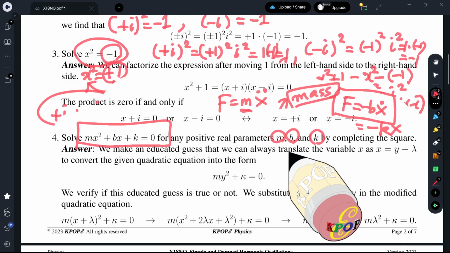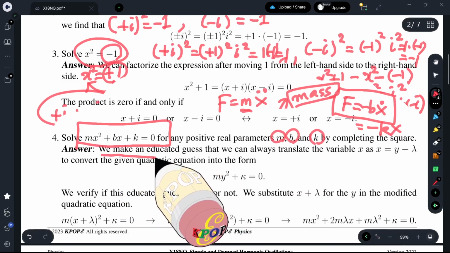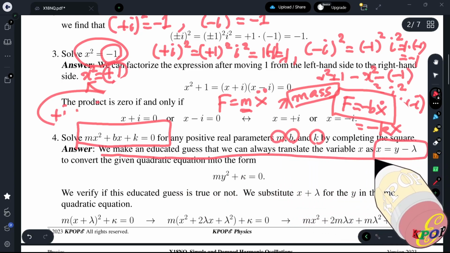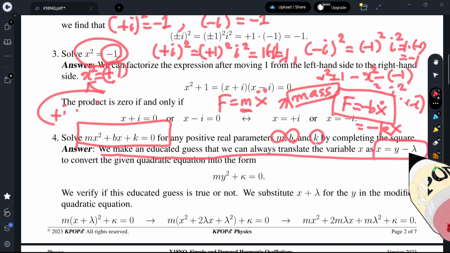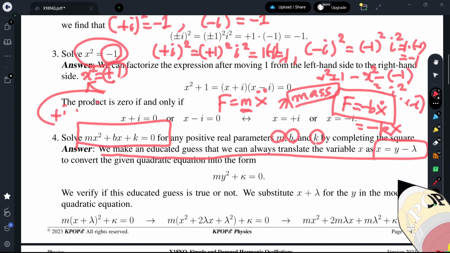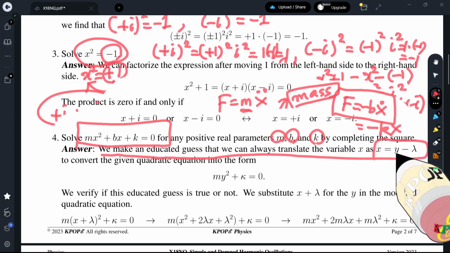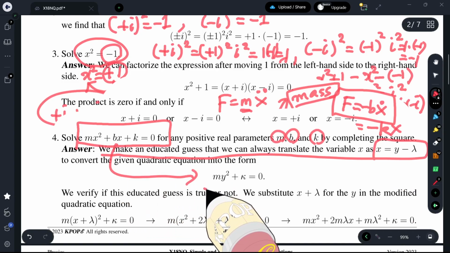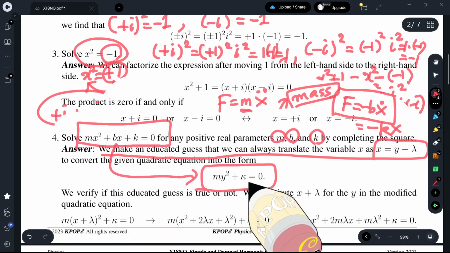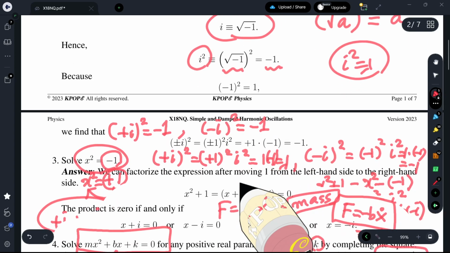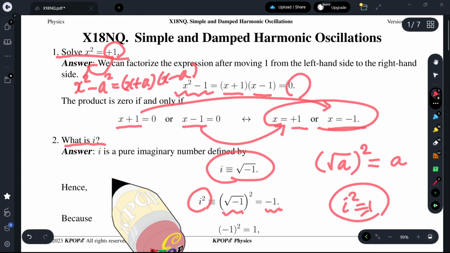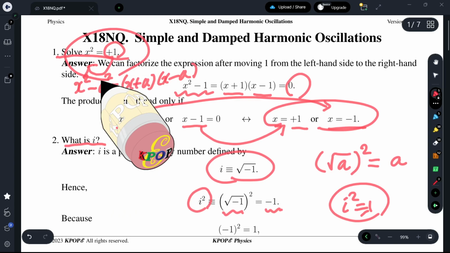Okay? We'd like to make a transformation by shifting the variable, substituting x with y minus lambda, where lambda is a constant. Our plan is to rewrite this into a very simple quadratic equation, and this quadratic equation will eventually collapse into either this or this. That is my plan.